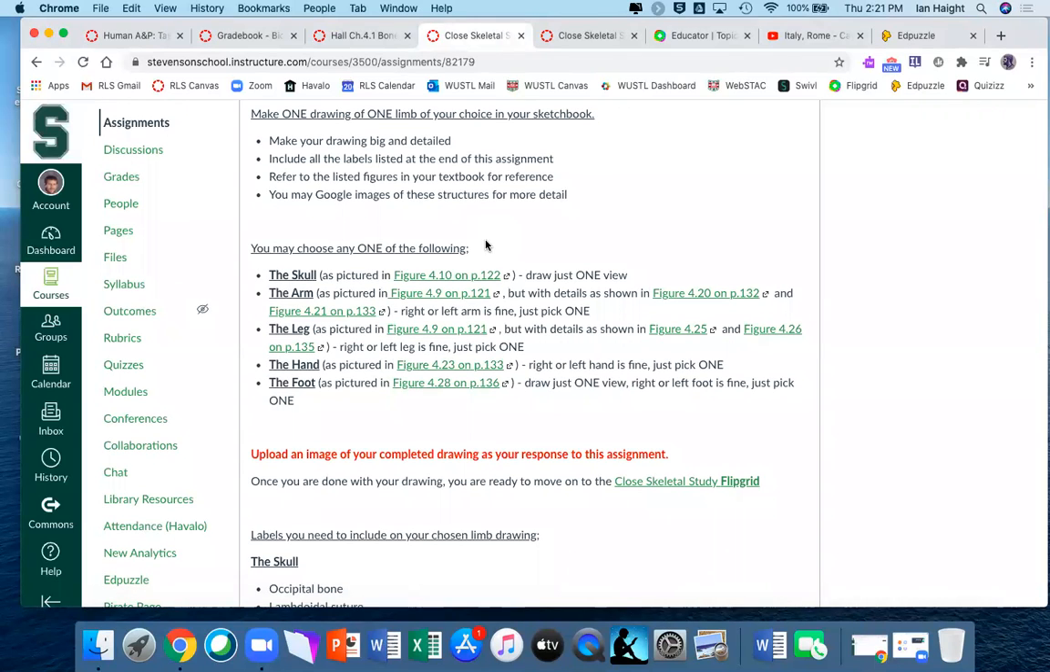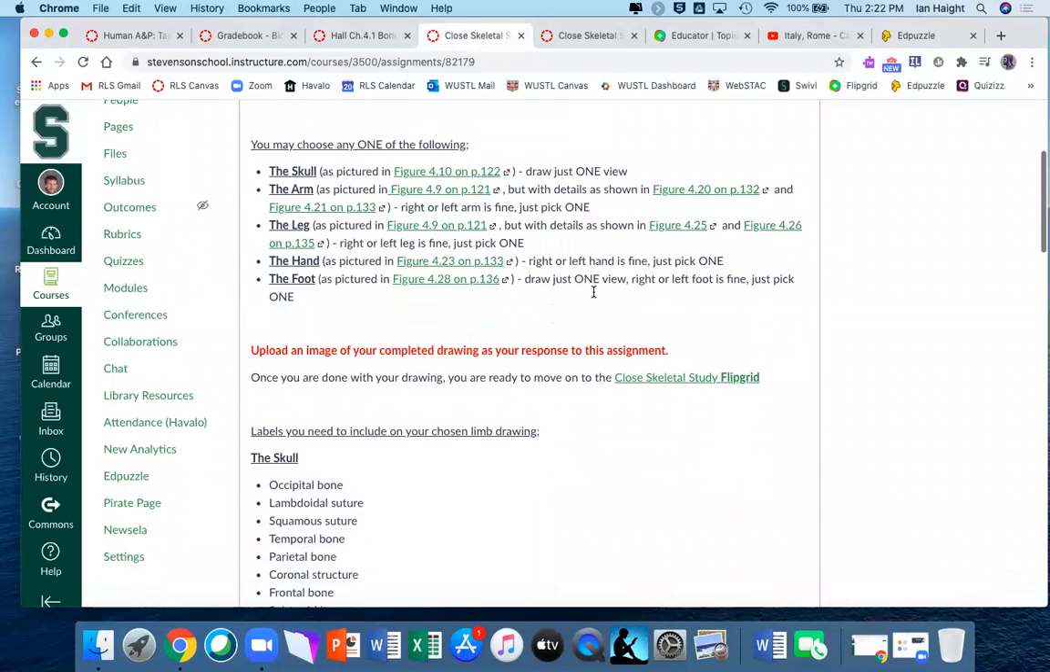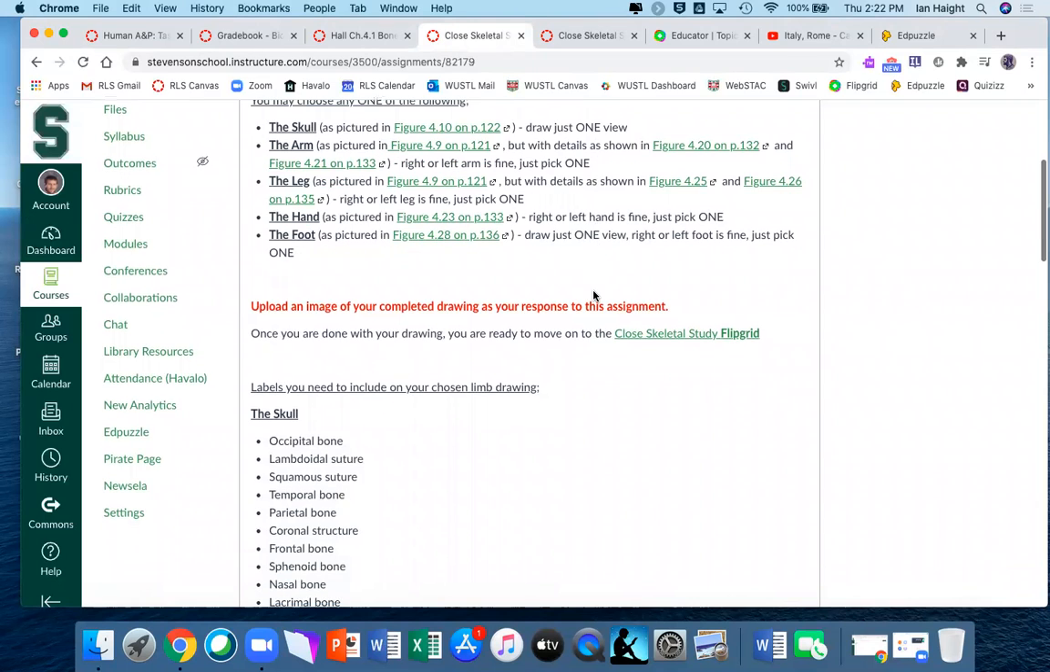You only need to draw one viewpoint. So I know there's multiple views of the skull or multiple views of the foot or the hand. Just pick one, right? Top or bottom, doesn't matter to me. Left or right, doesn't matter to me. Just pick one, and that's what you draw. Okay, so you don't have to do multiple drawings, multiple angles.